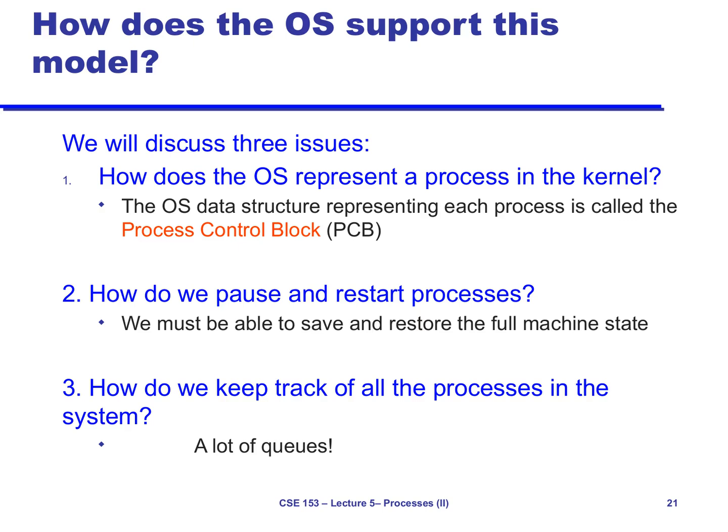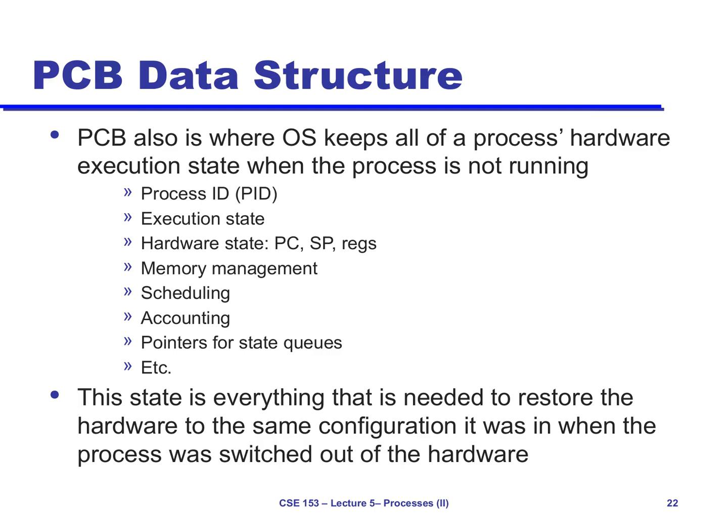To support the process model, we will discuss how the OS represents a process in the kernel, how it pauses and restarts processes, and how it tracks all processes. The process control block, PCB, is where the OS stores a process's hardware execution state when it's not running, including process ID, execution and hardware state, memory management details, scheduling info, accounting data, and pointers for state queues.